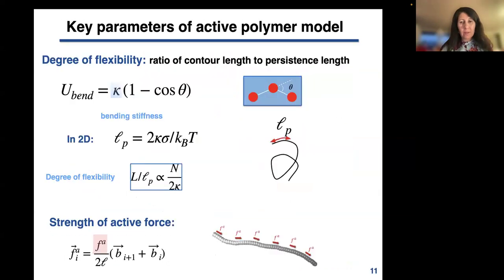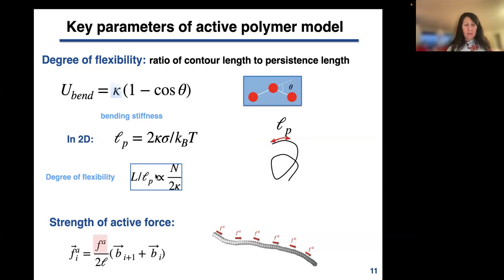And just before I go on, because maybe the audience is quite broad, I would say that we consider there are two key parameters for the active polymer model in free space. One is the bending potential, which determines how easily you can bend your filament. So it's given by this bending modulus kappa, which you can show that in 2D in equilibrium, the persistence length is given by the ratio of kappa to kBT. And so the degree of flexibility can be defined as the ratio of the polymer contour length to the persistence length.